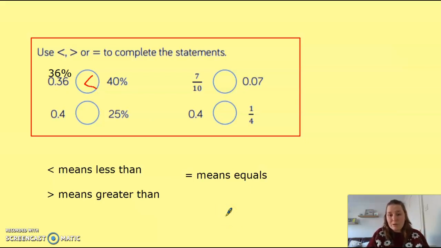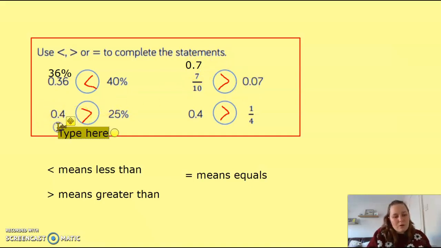Okay, convert them both to the same thing, either both decimals, both fractions, both percentages, it doesn't really matter, and then put your greater than, less than, or equals in and come back. Okay, so some of those were harder than others, but these should be the answers that you've got. 7 tenths would be 7 in the tenths position, and I can see that having a 7 in the tenths position is worth more than having a 7 in the hundredths position. This one here, 0.4, I could write as 4 tenths.